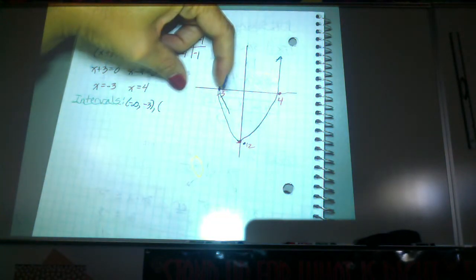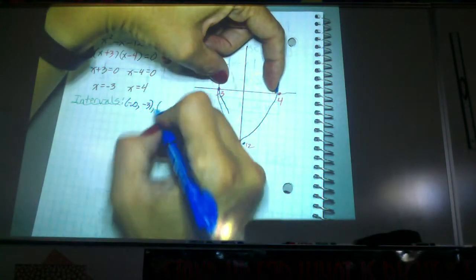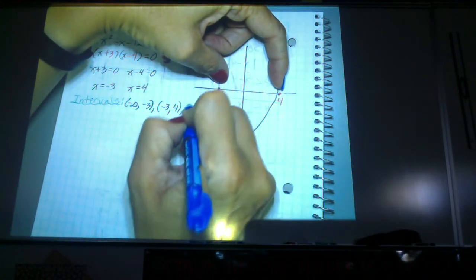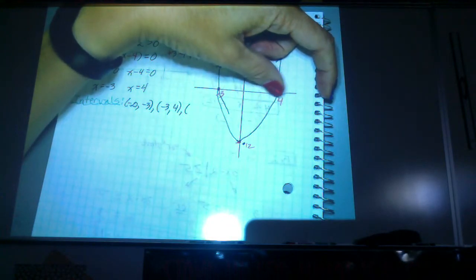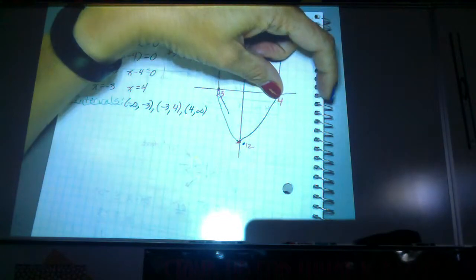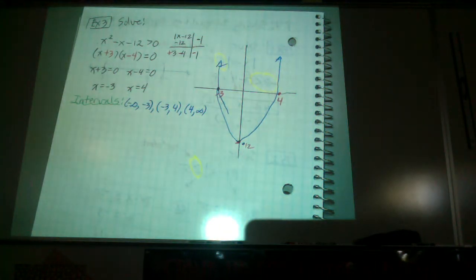Next interval are between these 2 boundary points. So what's your left? Negative 3. And your right? Positive 4. Last interval, what's your left? 4. And what's your right? Positive infinity. So one or more of these intervals are the solution.